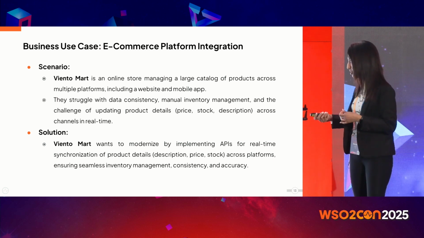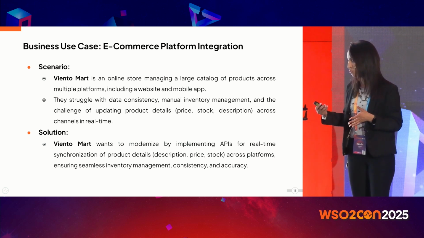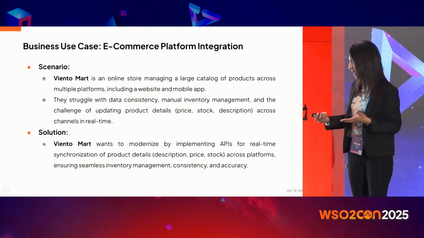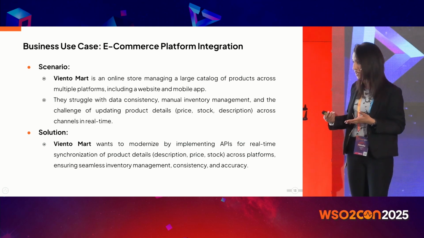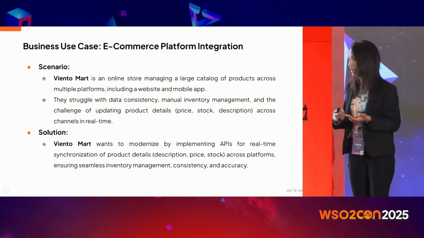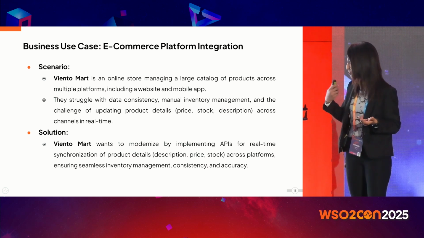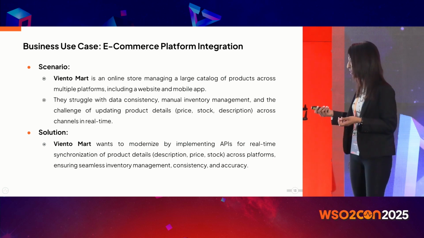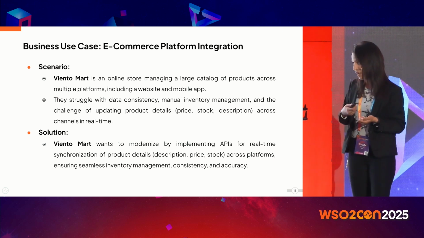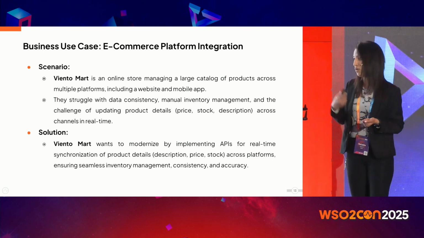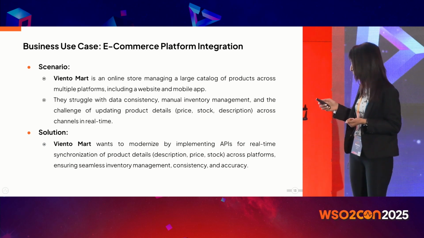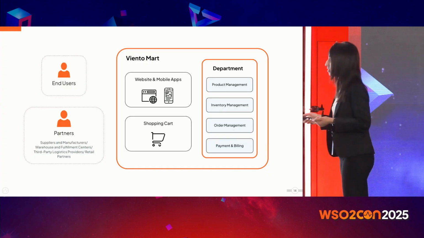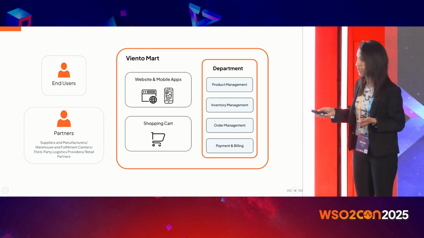So as a solution, Vientomart wants to modernize their inventory management by implementing APIs that can synchronize the products, including the stocks, across different platforms. This will enable them to ensure seamless inventory management across all these channels that we just spoke about. So this is at a very high level what we will be doing.